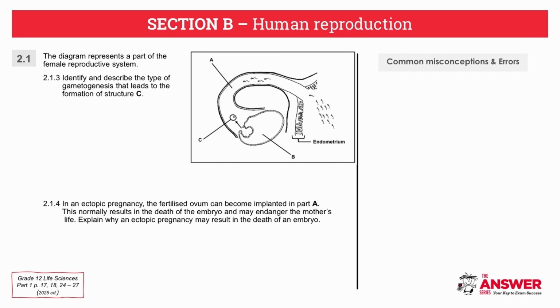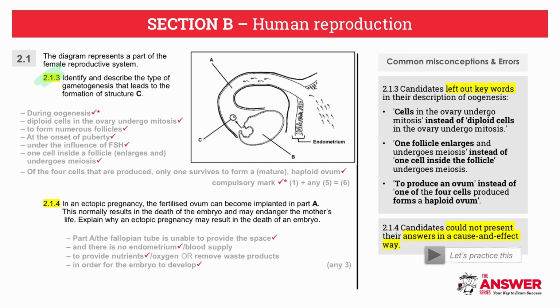The question then continued: identify and describe the type of gametogenesis that leads to the formation of structure C, that is the ovum. So the type of gametogenesis is oogenesis. The memorandum here follows the exact format of the exam guideline, so this is really a question that you should get 6 out of 6 marks for. Just note that there's a compulsory mark for saying that this is oogenesis, because the type of gametogenesis is not specified in the question. The diagnostic report mentions that candidates left out key words in their description, which is very sad because, again, this is like a copy and paste out of the exam guideline.